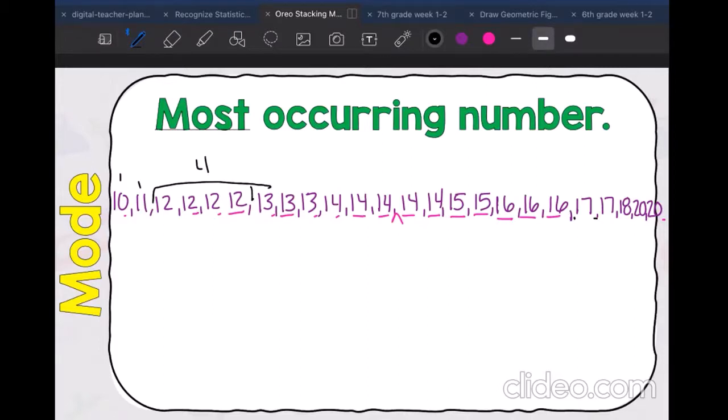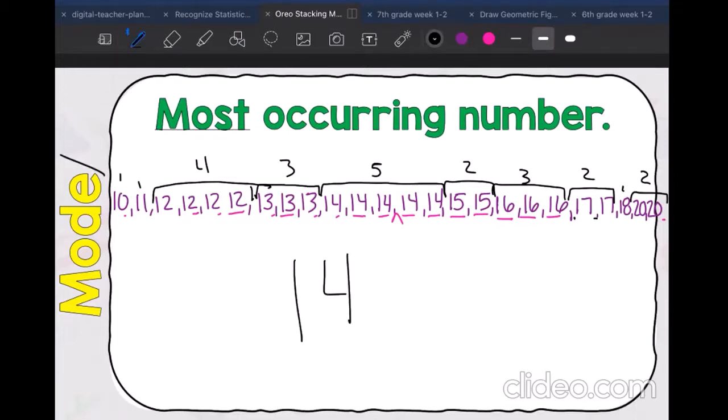4. How many 13s do I have? 3. How many 14s? 5. How many 15s? How many 16s? How many 17s? How many 18s? How many 20s? So what number occurs the most?